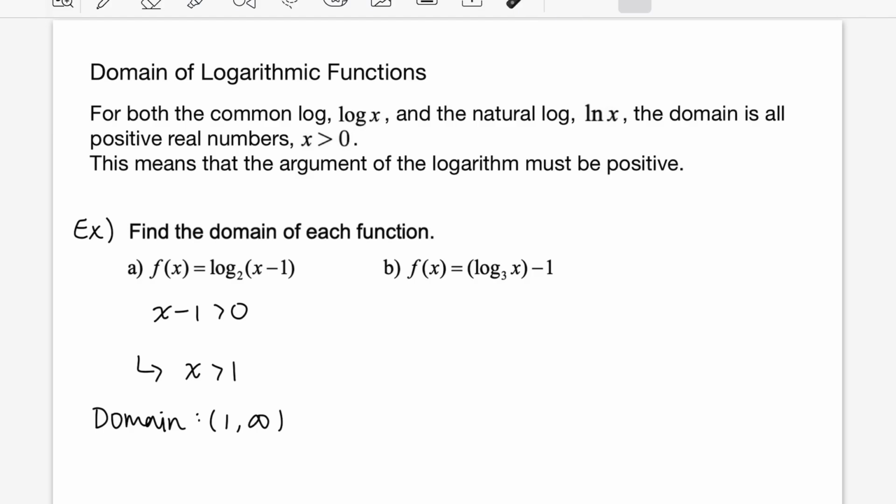All right. Similarly, let's look at this example B here. We have log base 3 of x, minus 1. Now in this case, the only argument we have is this x here. So we don't really care about this base, like I said, and we don't care about this minus 1 either. This minus 1 is not part of our argument. Our argument is just x here. And we know that our argument must be positive. So in this case, our domain is just going to be all numbers greater than 0.